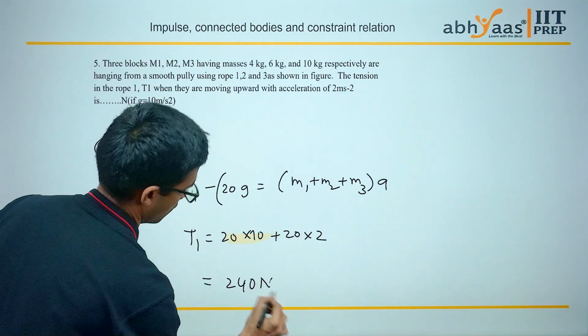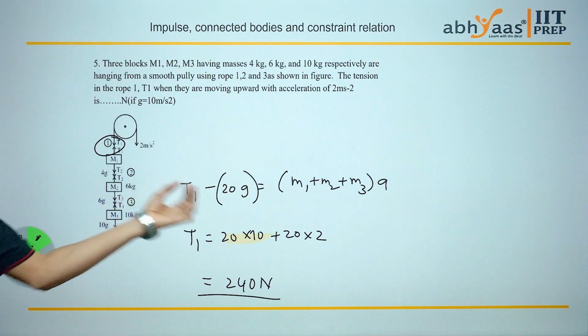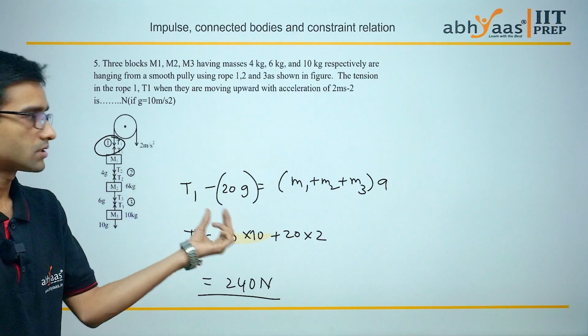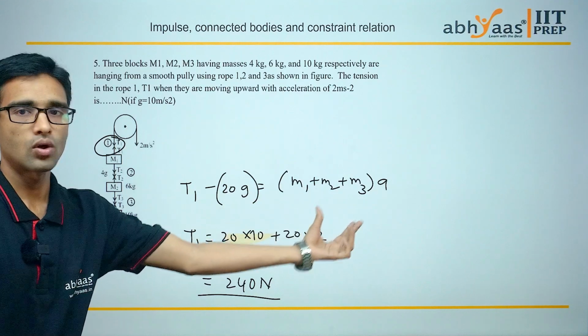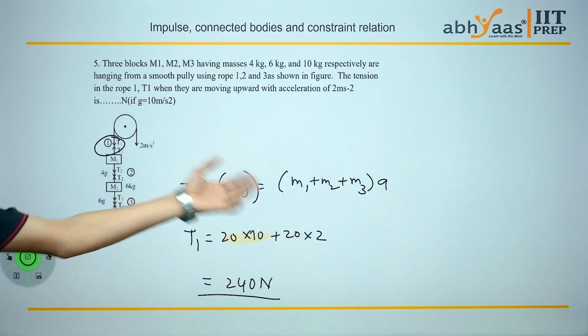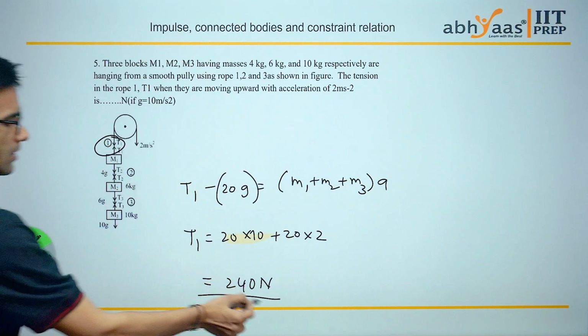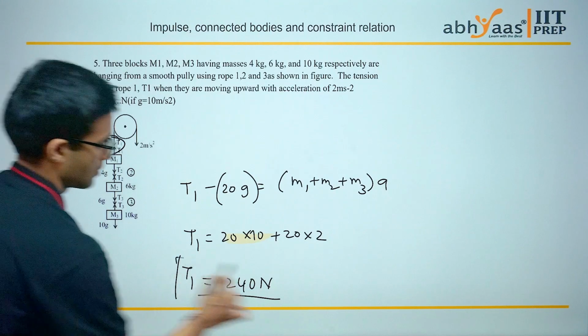So without much calculation, you can easily get it. The system has weight towards the down, so here 20 into g, total mass into g. Here total mass into acceleration. So it is going like this. That's why I have taken, that is called pseudo force. So you will get 240 newtons.